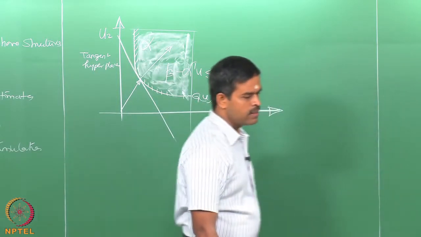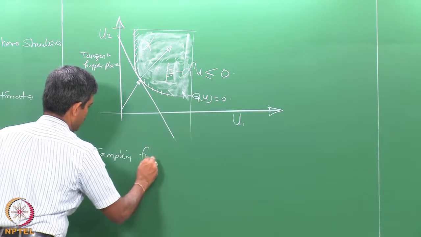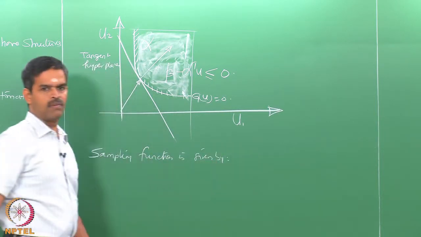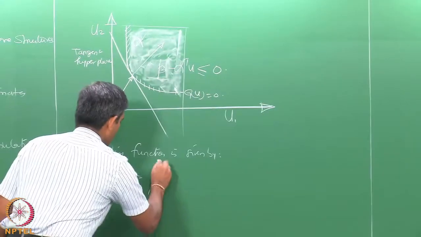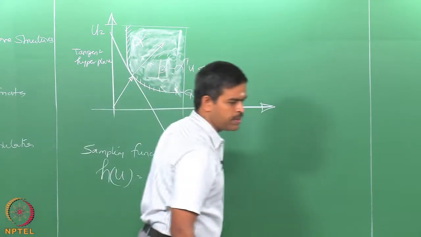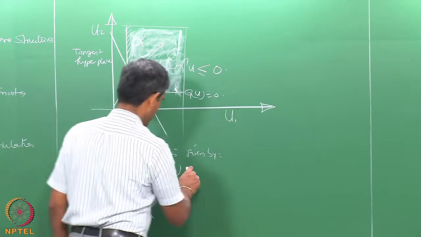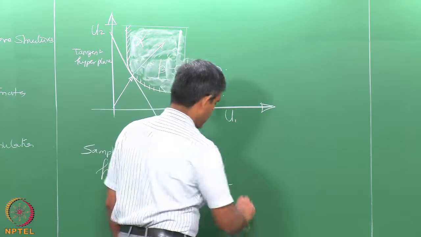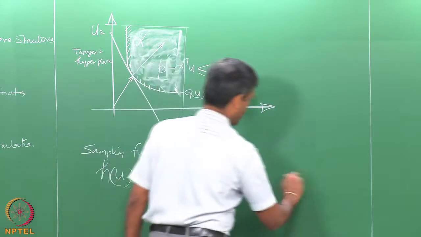So, in this estimate, the sampling function is given by h of u equals phi n of u divided by phi of beta, if beta minus alpha transpose u is less than 0, and 0 otherwise. Let me call this equation number 1.